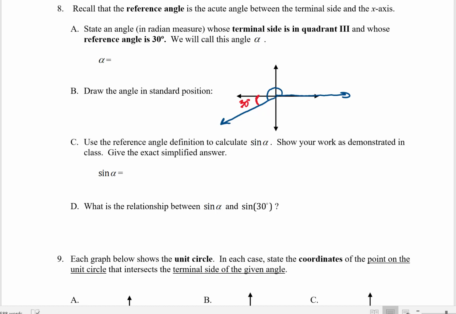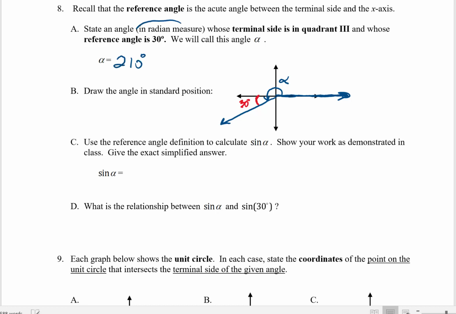Here then is a picture of angle alpha. Angle alpha is this blue angle, the angle that starts at our normal starting spot, the positive x-axis, and rotates around to that third quadrant terminal side. Well, what's the measure of angle alpha? Well, obviously it's just 30 degrees past 180. It would be 210 degrees.